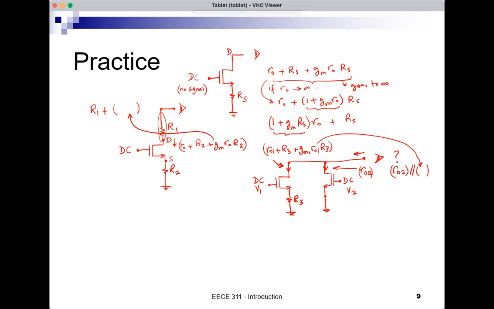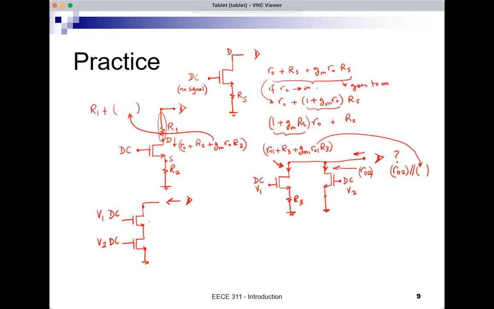And we can do other things like, well, here's a more complicated one. So some DC voltage here, V1 DC, V2 DC. And I want to see the resistance looking into this node here.